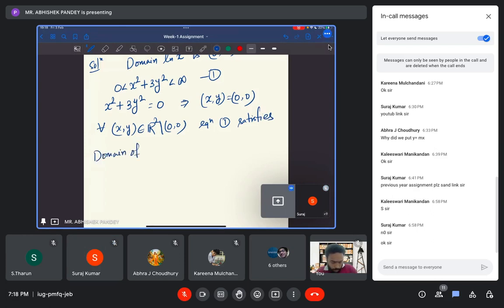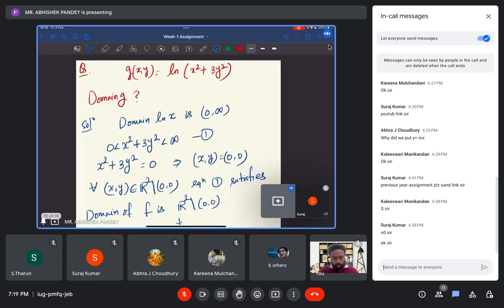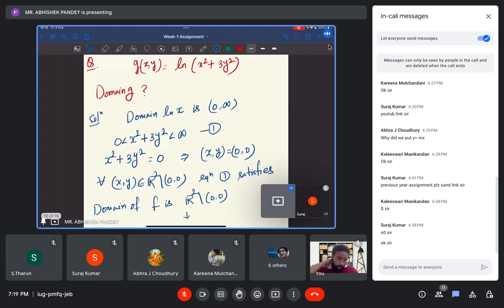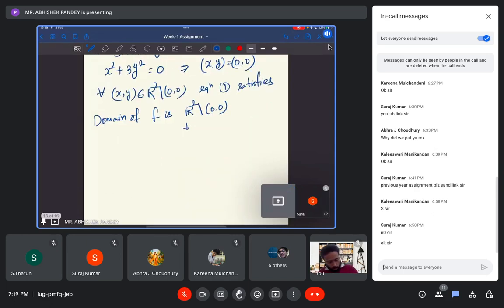So the domain of f is R2 minus 0 comma 0. So this is open. Basically, in these questions which I will mention, we had to check whether the domain is open and bounded. So this is open, that is fine, but not bounded. Now we'll see the next question.